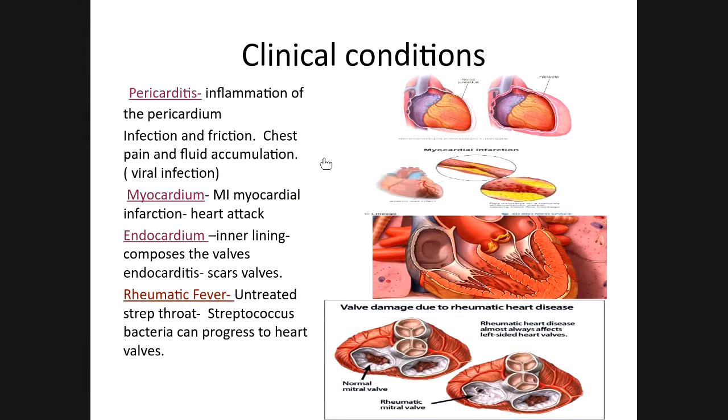Certain conditions that are associated with these layers are pericarditis. Pericarditis is an inflammation of the pericardium, often by infection, and often this patient will have pain and fluid accumulation. It could either be viral or bacterial. A myocardial infarction or a heart attack refers to the region of the myocardium where there's lack of circulation, possibly due to a clogging of one of the coronary vessels.